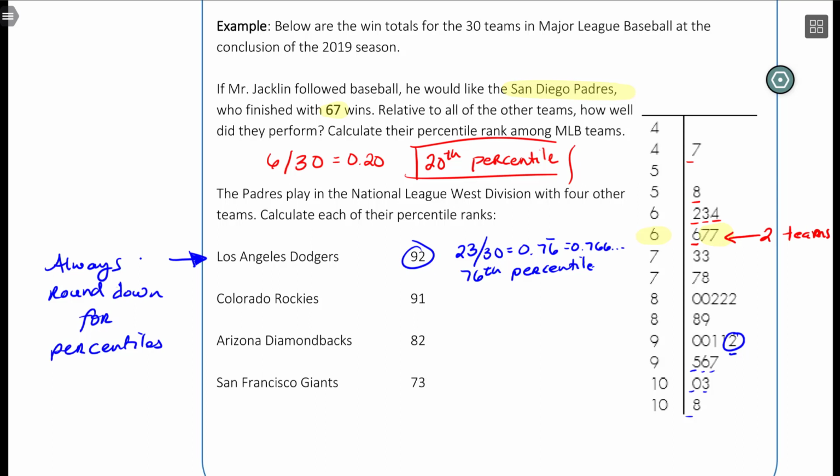Let's go ahead and now take a look at the next team, the Colorado Rockies. They had 91 wins, so the Rockies with 91 will be this. We can think about them as being that first team. And this time I'm going to go ahead and count down and see how many teams have fewer wins. So there was 2, another 2 is 4, another 5, that's 9, 11, 13, 16, 19, 20, and 21 teams had fewer wins than the Rockies, and that gives me 0.7, or puts them in the 70th percentile. I'll leave these next two for you to try and do, and then we can check our answers at the beginning of class.